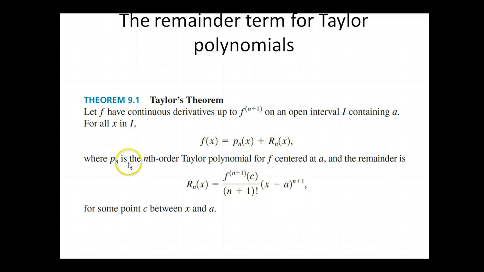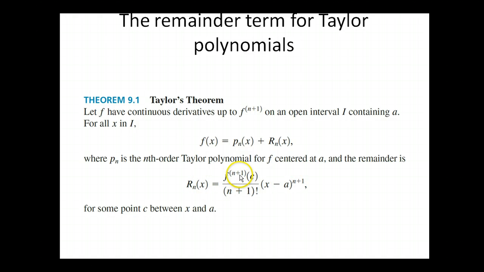Good? Pn is the nth order Taylor polynomial for f centered at a. The remainder is the following. Again, this comes from a mean value theorem argument. If you want to get a little idea of how they're coming up with this, you can see the discussion on page 597. But the idea is that the remainder, what's left over from using your polynomial to approximate the function when it's centered at a but plugging in x, is going to be given by the following.